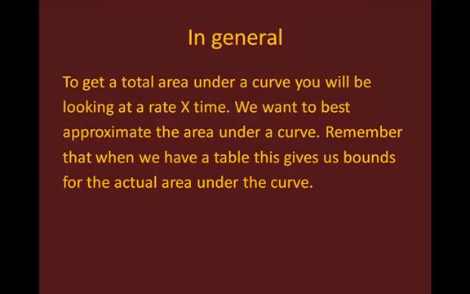In general, to get the total area under a curve, we'll be looking at a rate times a time. We want to get the best approximation that we can to get this area under a curve, because this will give us a total, either population or size of something, and that's sort of the goal overall, because what we're doing is we're taking a rate and we're going back to the original function. Remember that if we have a table, this is going to give us bounds on the actual area under the curve. So work with these left-hand estimations and right-hand estimations, and go ahead and try the first homework from Chapter 5.